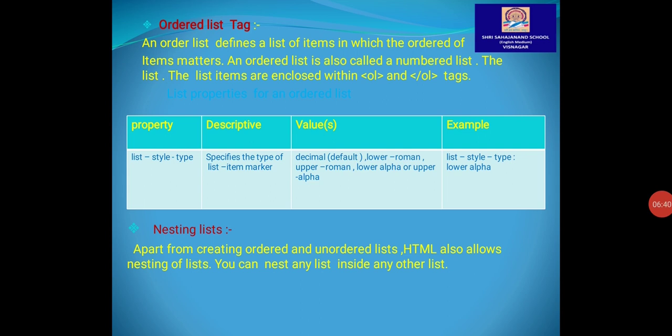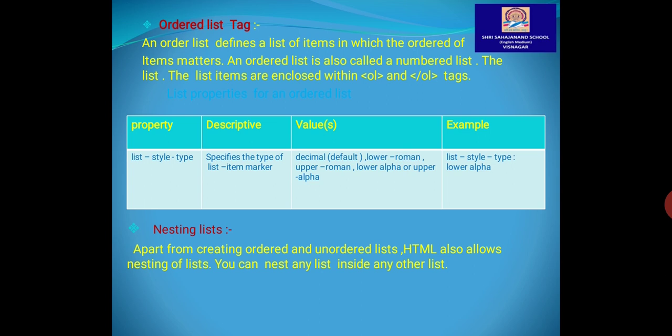Now ordered list. An ordered list defines a list of items in which the order of items matters. An ordered list is also called a numbered list. The list items are enclosed with the opening OL tag and closing OL tag. Ordering of the list items is given by a numbering scheme using Arabic numbers, letters or Roman numbers. The list property used in an ordered list is given in the following table.